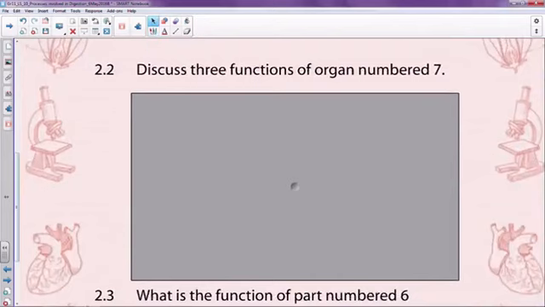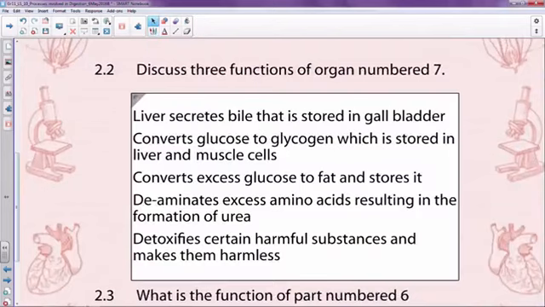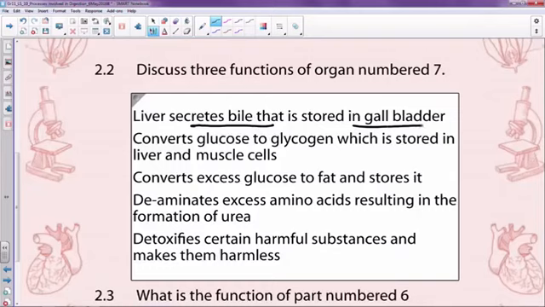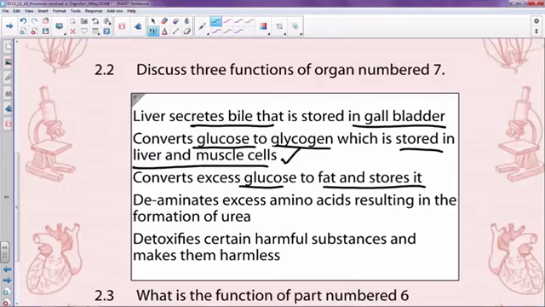Let's discuss 3 functions of organ number 7. So guys, the liver, as we discussed in previous episodes, plays an important role in 1, secreting bile. So it secretes bile that is stored in the gallbladder, and that bile is very important in the emulsification of fats. It is also able to convert glucose to glycogen, which is then stored in the liver and muscle cells for reserve energy. It also converts excess glucose to fat and stores it and keeps this as a reserve energy fuel. It plays an important role in deamination, or deaminates excess amino acids, resulting in the formation of urea, getting rid of waste products.